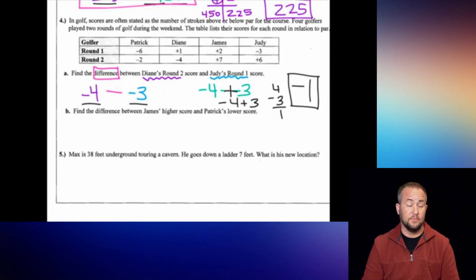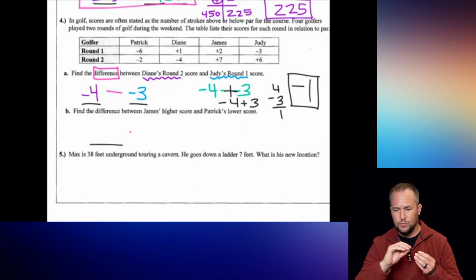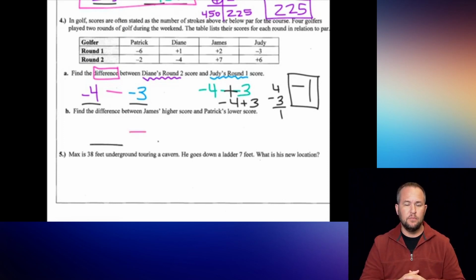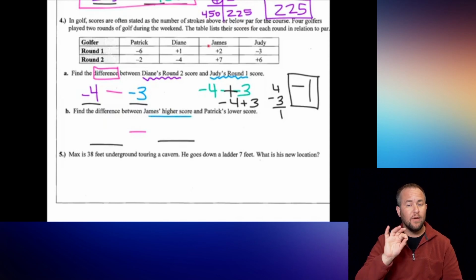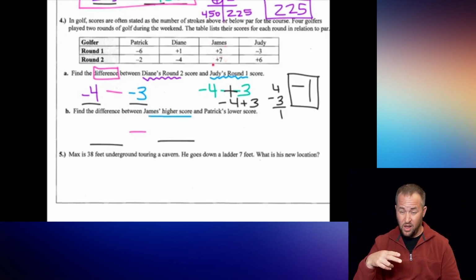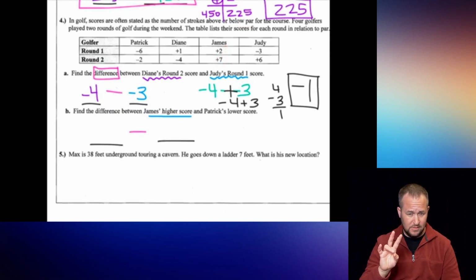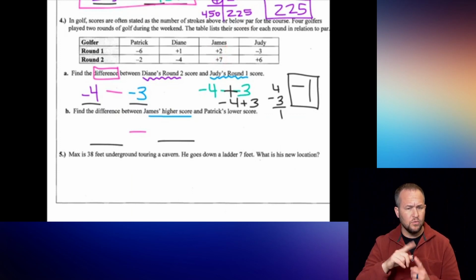All right, letter B. Find the difference between... Again, I know that I'm subtracting two numbers with a big fat minus sign in between because of that word difference. The first one is James' higher score. When I find James, his higher score between 2 and 7 is going to be this 7 in round 2. That was a much higher score. He did not do as well on that one.